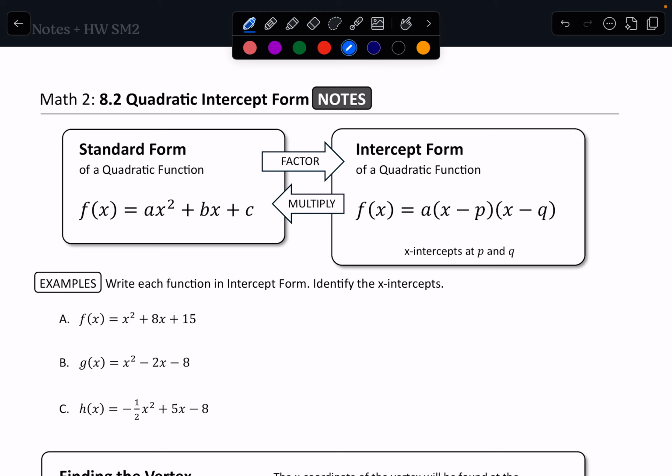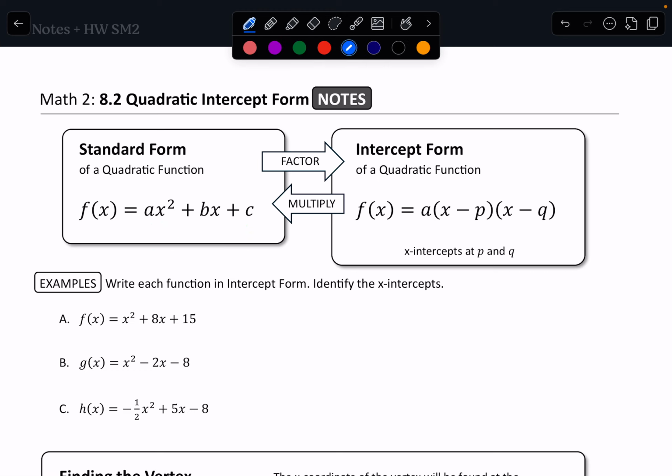On the left-hand side, you've got this box that says standard form of a quadratic. So anytime you have an x squared, an x, and a constant, we call that standard form. Don't worry too much about this a and b in front. It's just saying that your function could be 3x squared plus 7x plus 2. Or it could be negative 2x squared plus 17x minus 8. It's just saying that a, b, and c can be any number. They could even be 0.